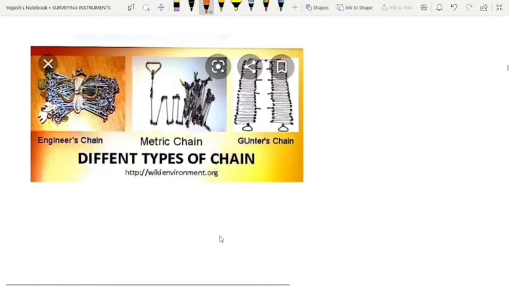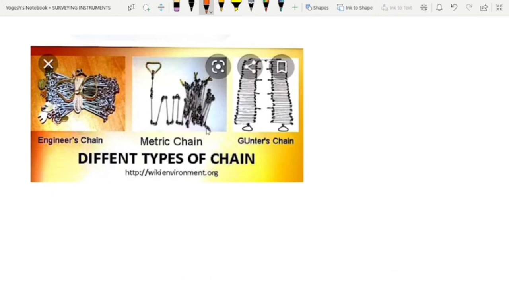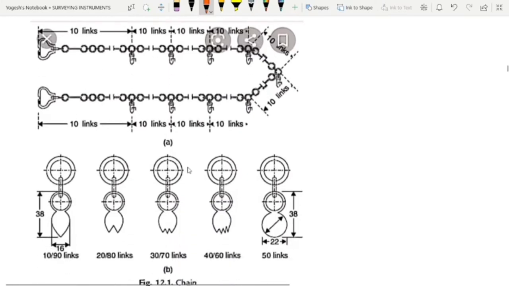These are the different types of chains: engineer's chains, 100 feet long, 100 links; metric chains, 20 to 30 meters. After every 5 links, different clips are provided. Gunter's chain is there. These are the various chains, likewise 10 links, and after one link, 2 links, 3 links, 4 links, and so on. After every 20 links, brass tallies are provided.